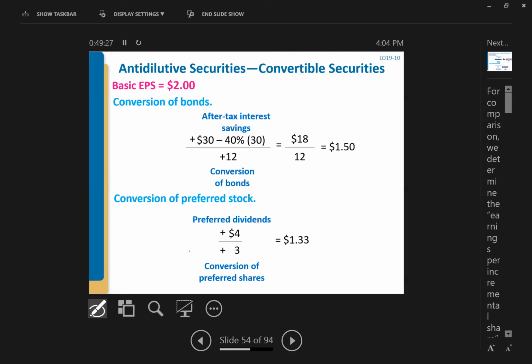Okay. And so they're showing the conversion of the bonds. Okay. So they're just showing you the cumulative effect. This is smaller than that, so it's dilutive.